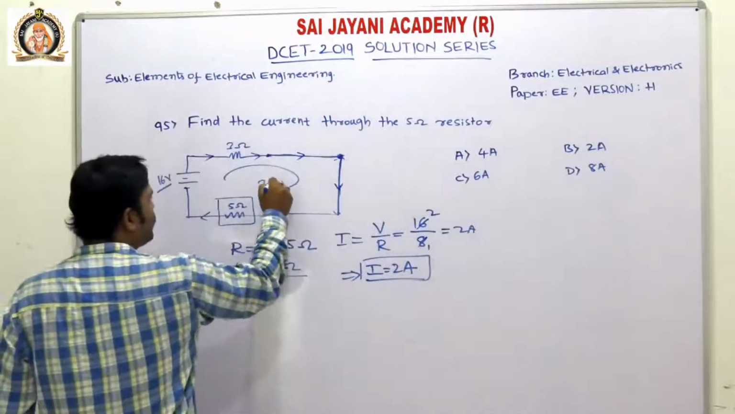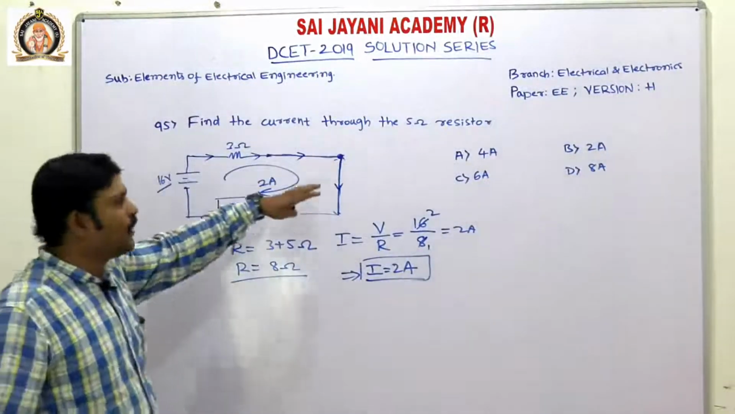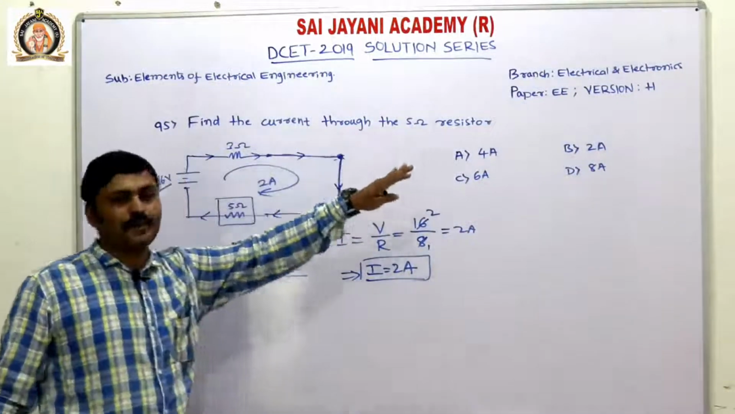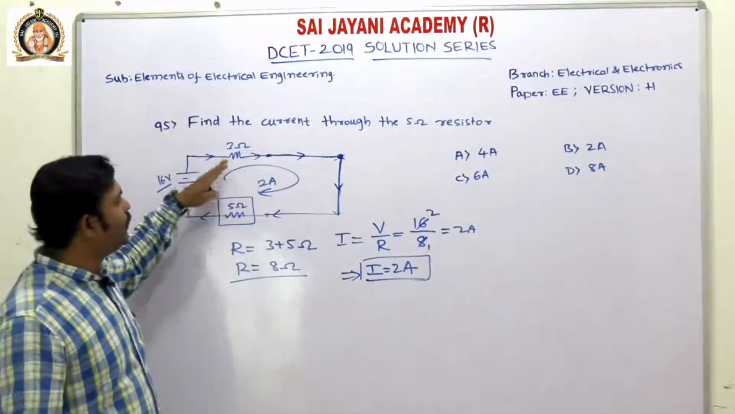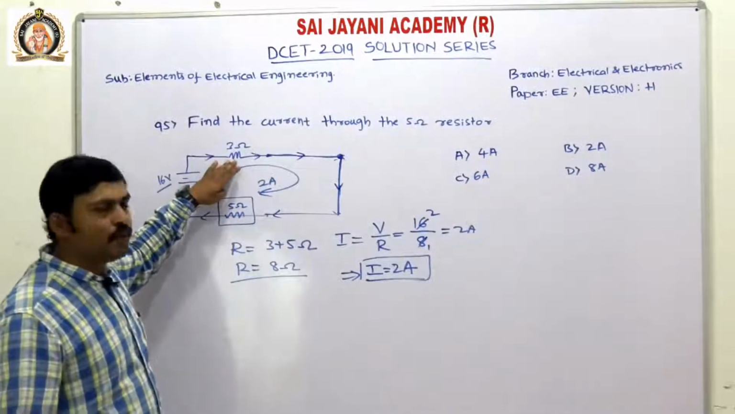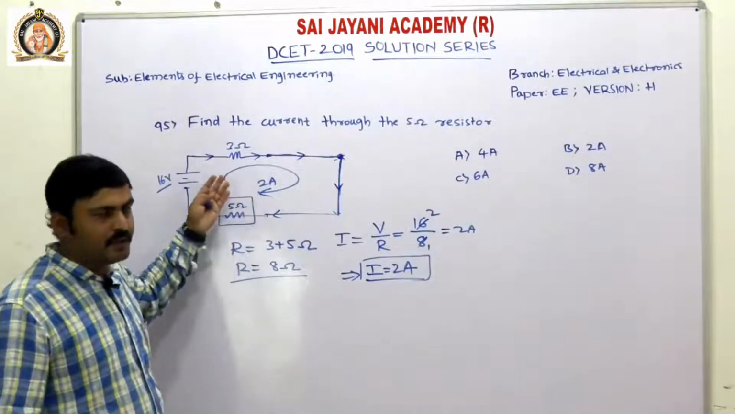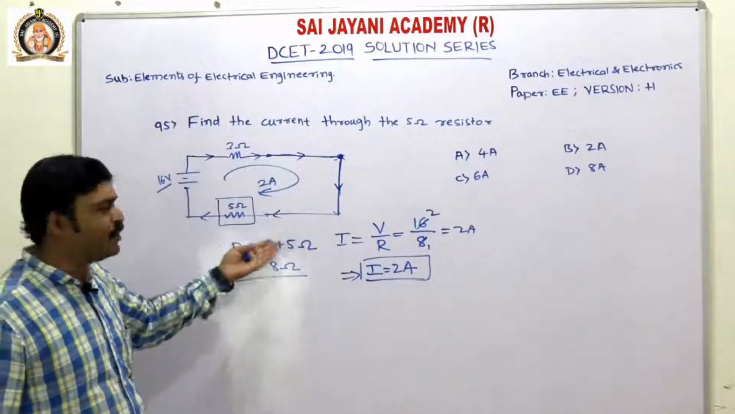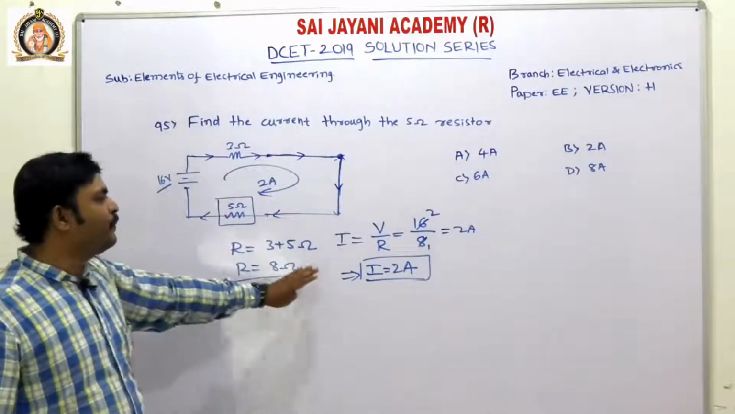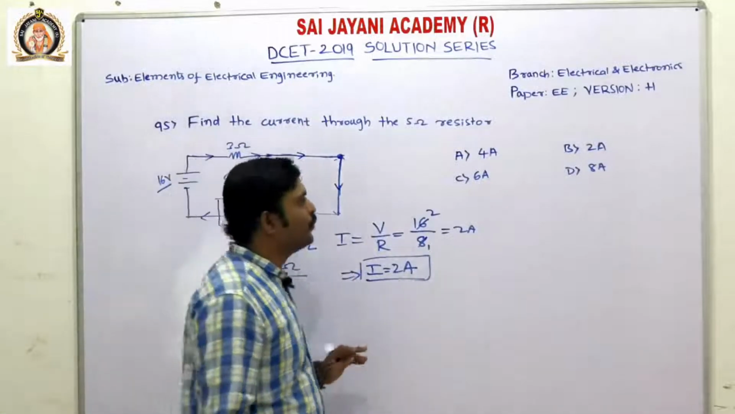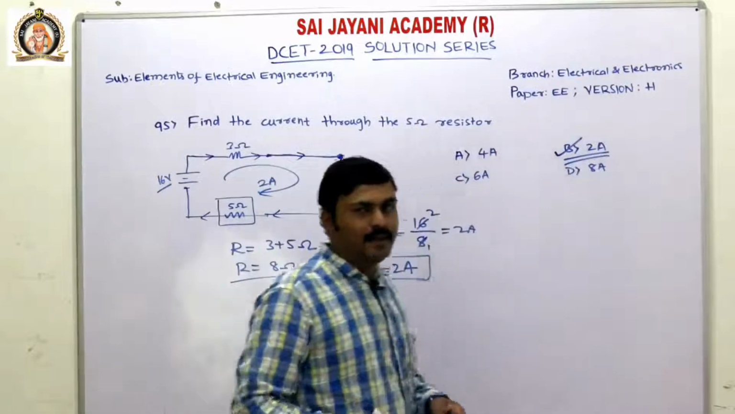So what we found here is the total current. But what has he asked? Current through the 5 ohm resistor. Since 3 ohm and 5 ohm are in series, whatever current flows in the 3 ohm resistor, the same current flows through the 5 ohm resistance. Since they are in a series circuit, current will be the same. So the current flowing through the 5 ohm resistor is also 2 amps. Which option is right over here? Option B, 2 amps, is the right answer.